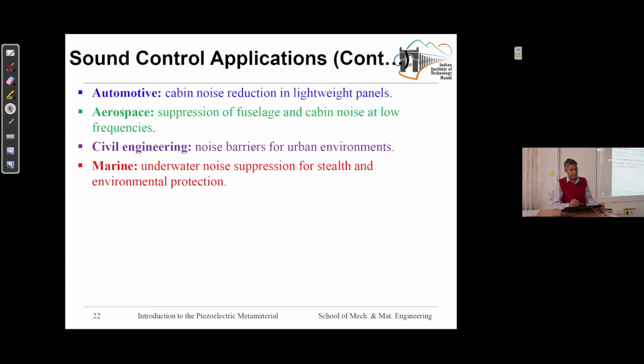Again, further applications: in automotive, cabin noise reduction in lightweight panels. Aerospace, suppression of fuselage and cabin noise. Civil engineering, noise barriers for urban environments. And marine, underwater noise suppression for stealth and environmental protection.